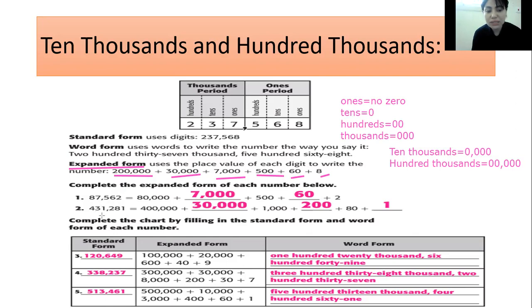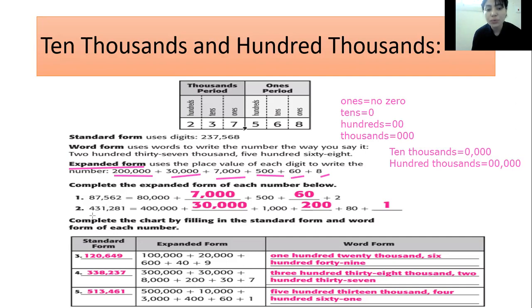What's the place value of 1,000? How many 0 in the thousands? 3. So I write 1,000. What's the place value of 3? It is 10,000. How many 0 in the 10,000? 4. So I put 0, 3 zeros.